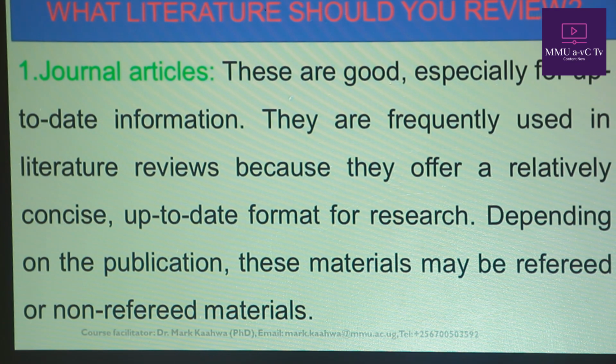So the first one is the journal articles. These are good, especially for up-to-date information. They are frequently used in literature reviews because they offer a relatively concise, up-to-date format for research. Depending on the publication, these materials may be refereed or non-refereed, but in most cases, all journal articles go through the peer review system, and they are very authentic, very up-to-date, and good for you to consult as you write your manuscript.